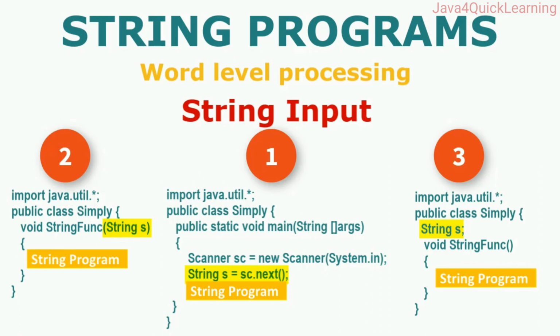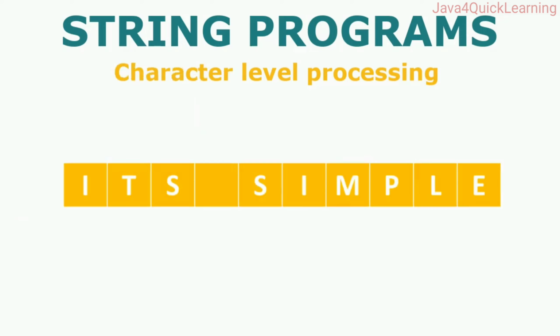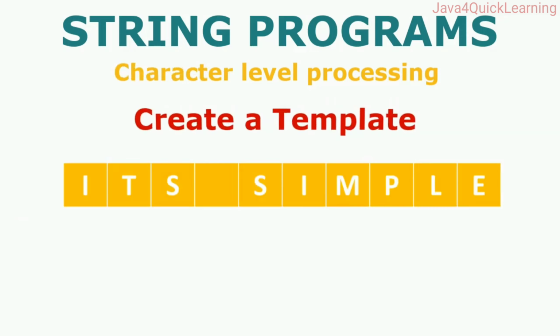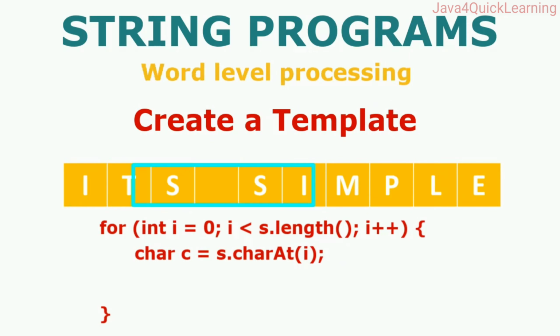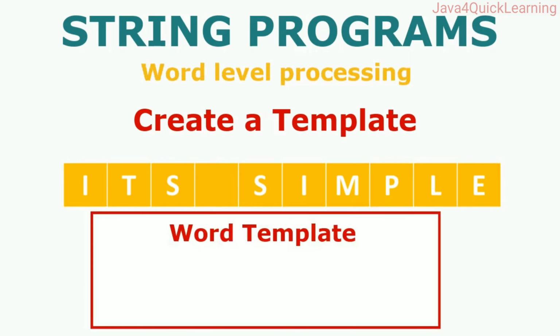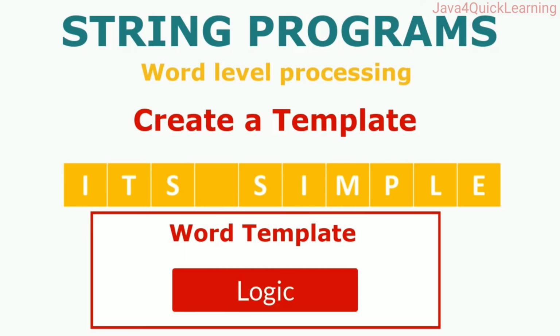When we did character level programs, we created a template which could read a string character by character. Now to solve any program which requires you to read a string word by word, we will create a template which will now give us the word every time. We can then just add the logic in it as per the question. So how do we create this template?